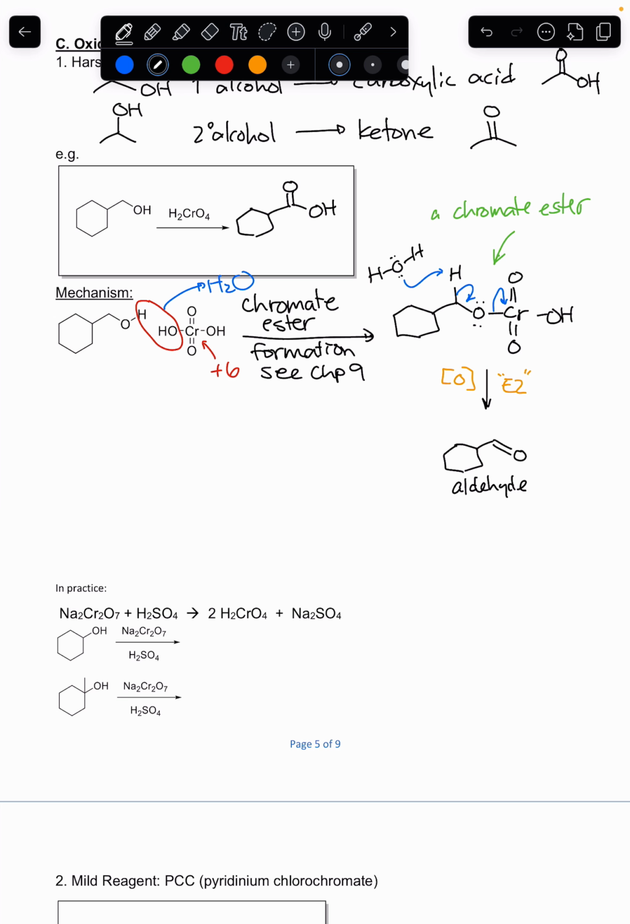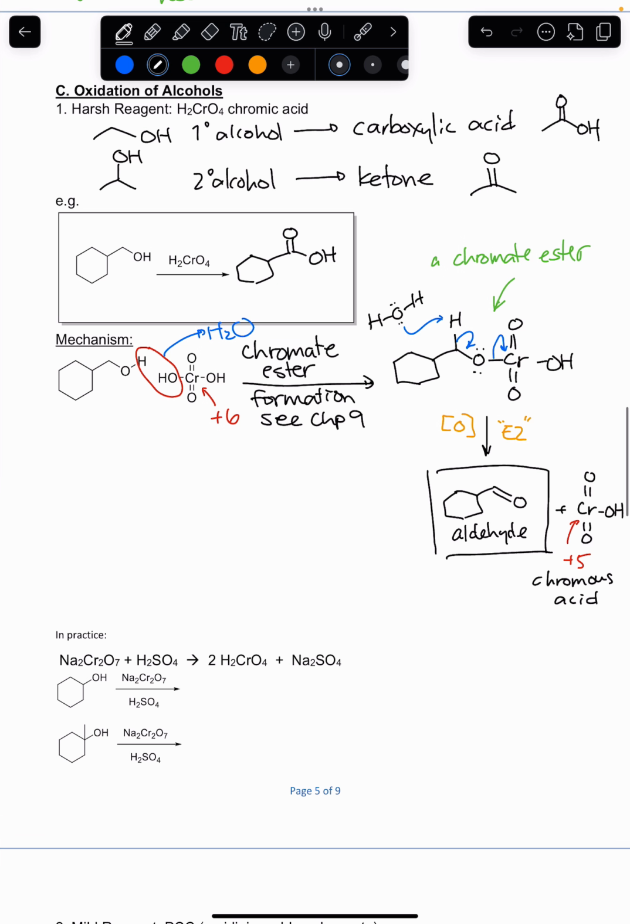But remember, that's only halfway through the mechanism. And then if you're wondering what happens to the chromium, it would look like so, which has got the oxidation state of now +5. So I want you to notice from the chromium's perspective, it got reduced and the carbon got oxidized. By the way, this is called chromous acid. It has one less oxygen.